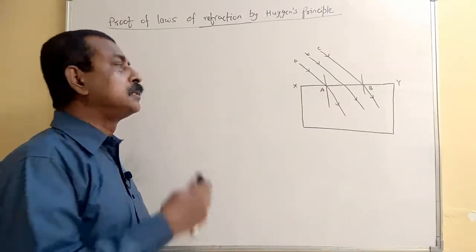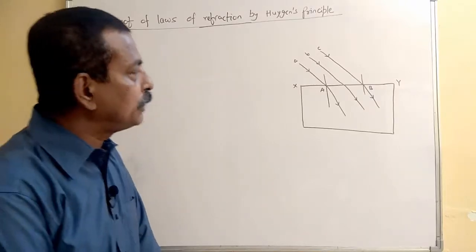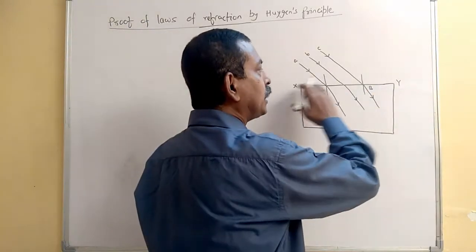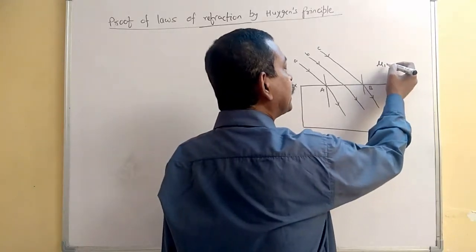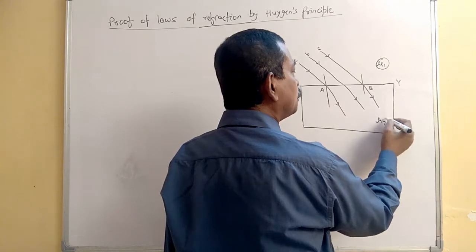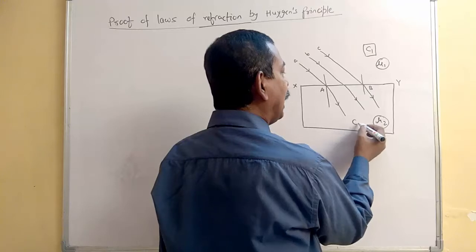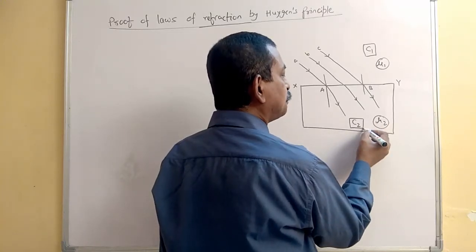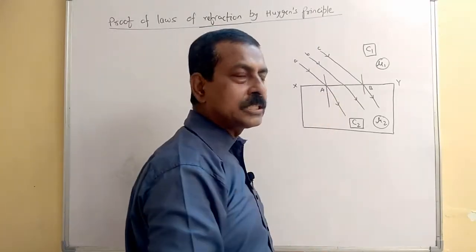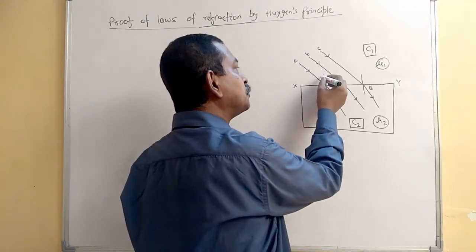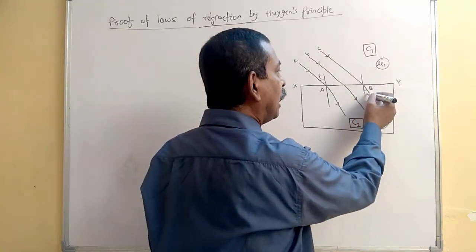Now see the proof of laws of refraction by Huygens' principle. So what we are doing, we are assuming that this XY is a plane surface which is separating two media of refractive index, say mu1 and mu2. And say the speed of light in the first medium is c1 and in the second medium it is c2. We have A, B, C as the incident rays which are striking at an angle of incidence I, and they get refracted at an angle R here.